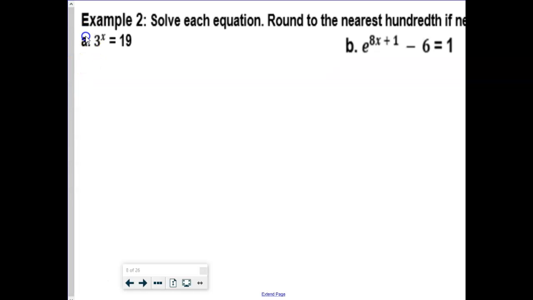When I look at example A here, we have 3 to the x power equals 19. So in Algebra 2, you learn that common base method, and everyone's like, I love that, it's so easy. So then they try to do that method on number 2A. It doesn't work. Are you going to be able to come up with a power that you can raise 3 to to get a 19? No. Me neither. So we can't use that method.